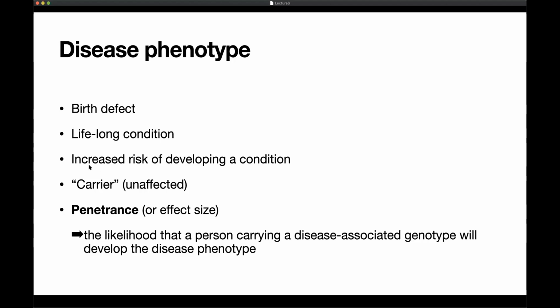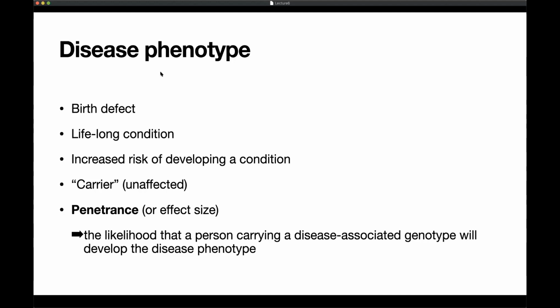You can also have a disease phenotype that is not an actual disease, but simply an increased risk of developing a condition. A good example of this would be BRCA1, BRCA2 gene mutations, which predispose, mostly women, but men to a lesser degree as well, to a much greater chance of developing breast cancer. You could also have a carrier phenotype, which means that you have a mutation that you carry, but it doesn't manifest in you. You can pass it on to your children. So this is like the silent carrier.